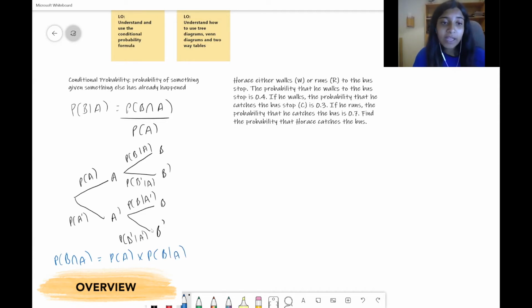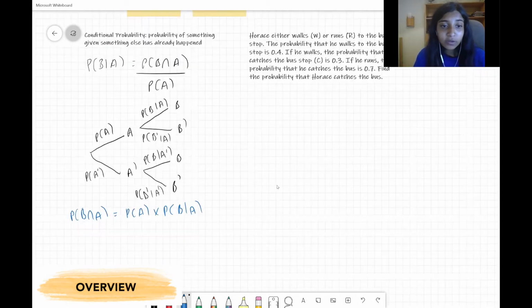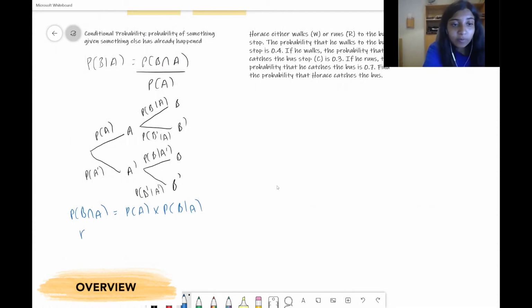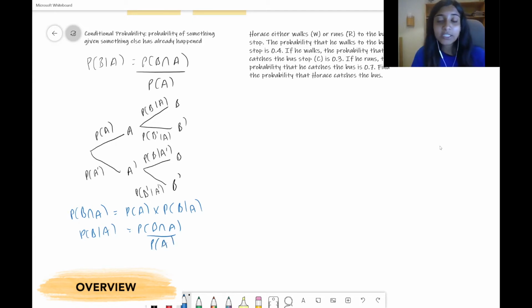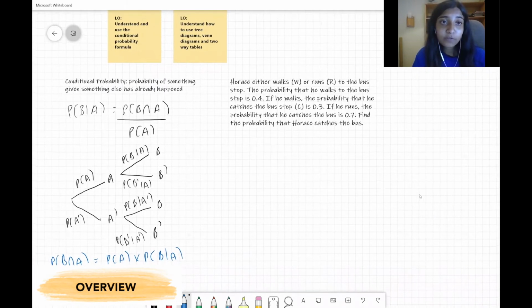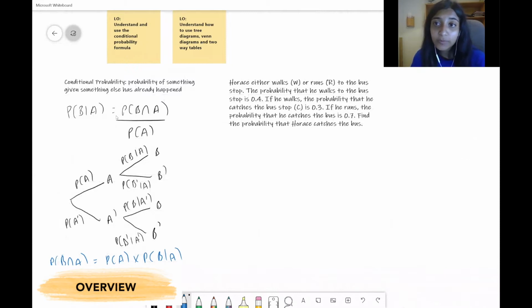You remember that for tree diagrams, to work out the probability of both A and B, you just multiply the probabilities on your tree. Therefore if you rearrange this, you'd get the probability of B given A is the probability of B intersect A over the probability of A. So that's the formula for conditional probability, and how it relates to the tree diagram. Let's try this with this example here.